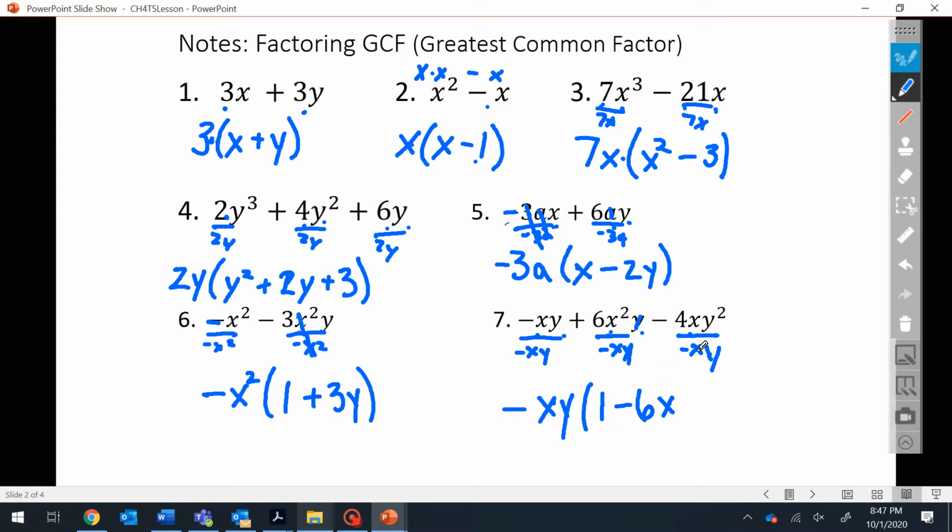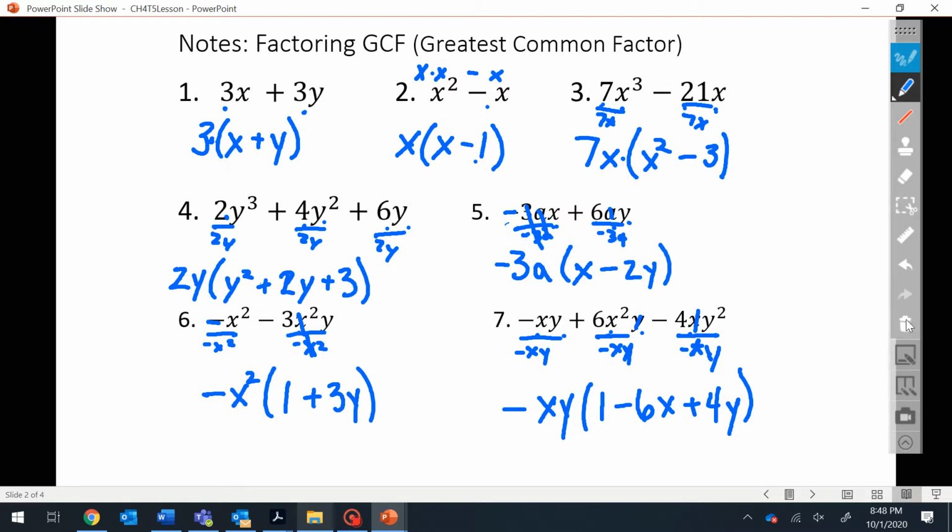The next term, I have 2 negatives, so that's going to be addition. The 4 is still there. The x's cancel. Y squared divided by y is just y. So the last term is 4y. So the factored form would be negative xy, parentheses, 1 minus 6x plus 4y. It's all about finding the greatest common factor and then removing the greatest common factor.